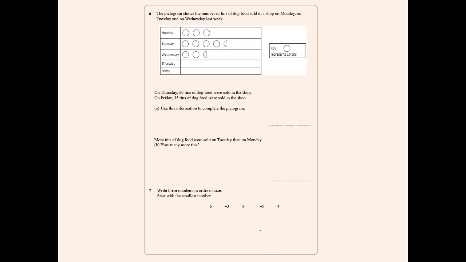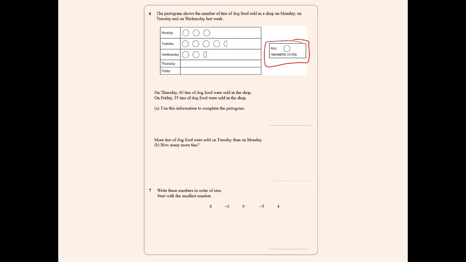Question 6. The pictogram shows the number of tins of dog food sold in a shop on Monday, on Tuesday and Wednesday last week. So we got the information there. And keep an eye on the key. One circle represents 10 tins. On Thursday, 60 tins of dog food were sold in a shop. On Friday 35 tins of dog food were sold in the shop. Use this information to complete the pictogram.